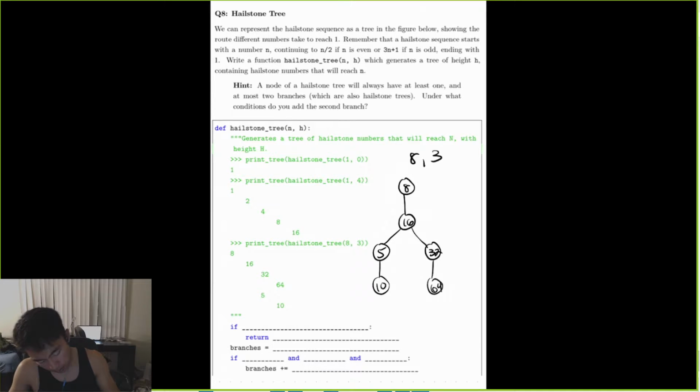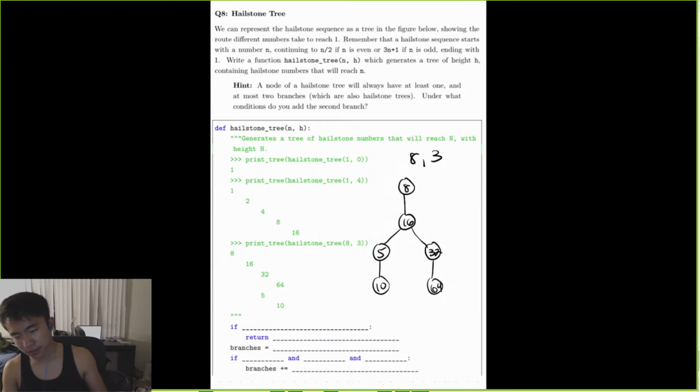Let's see what happens with the 10. 10 goes to 5, 5 goes to 16, 16 goes to 8, because 10 divided by 2 is 5, 5 is odd, 5 times 3 plus 1 is 16, 16 is even, and 16 divided by 2 is 8. So this is a Hailstone sequence terminating at 8. Along with here, we have 64, 32, 16, 8. And so that's another Hailstone sequence of length 3 that will get to 8.